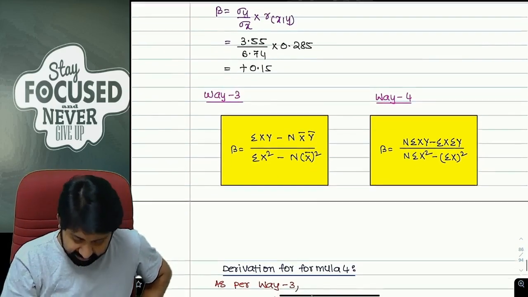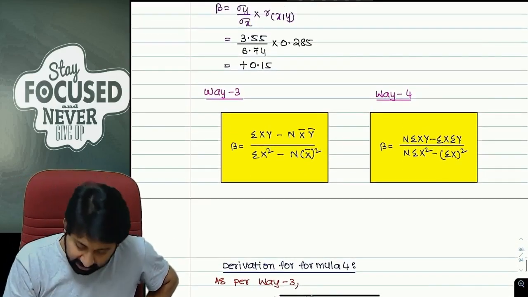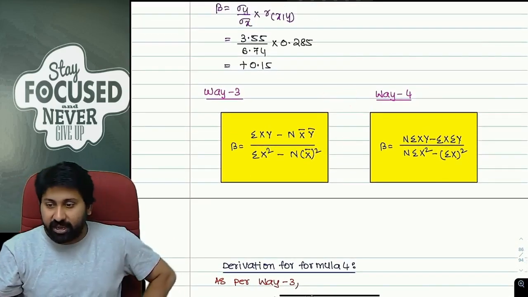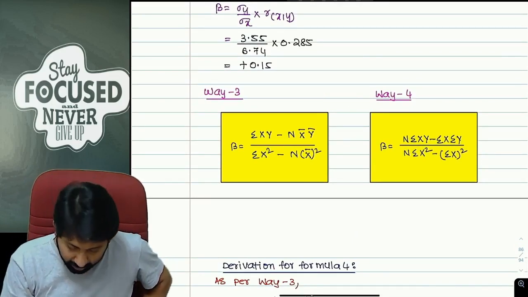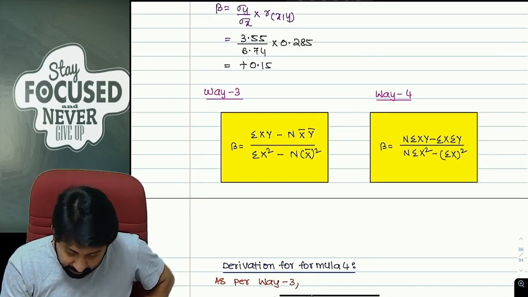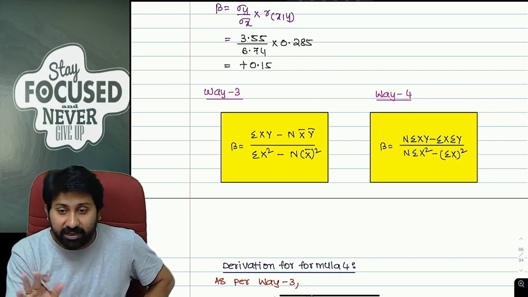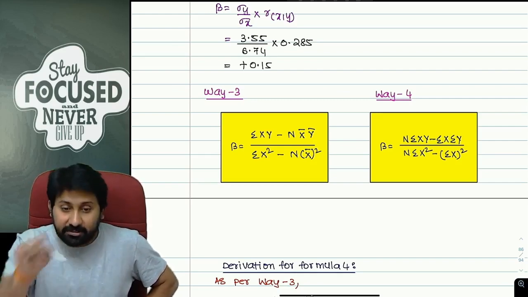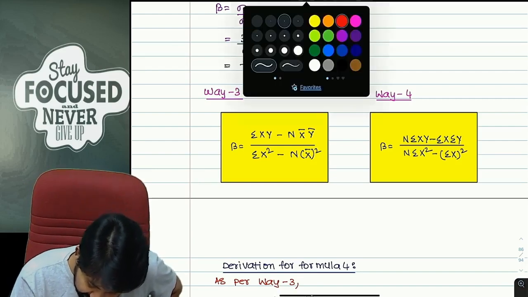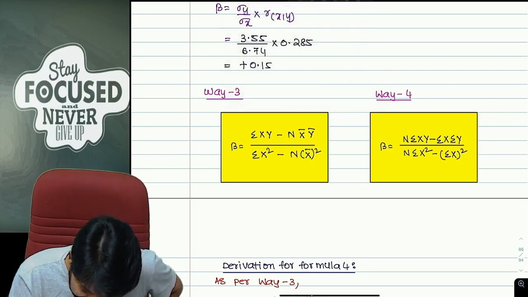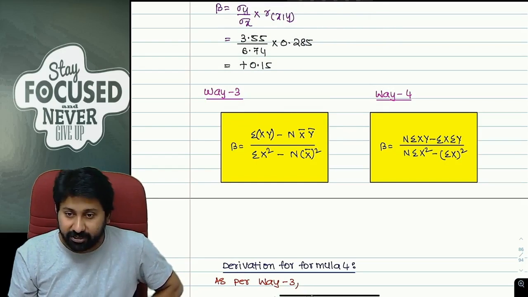Okay, what is this? Let us see. Two models are there, either this or this. Beta equals sigma xy. It's not sigma x into y, it is sigma xy. So how to understand this? Don't commit mistakes; you need to understand it like this.